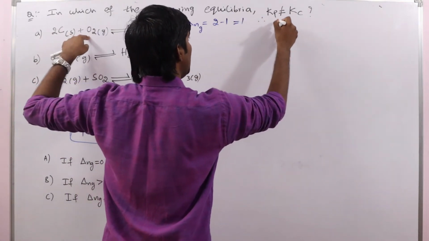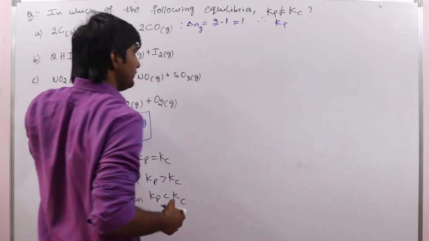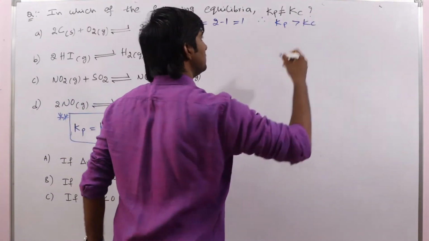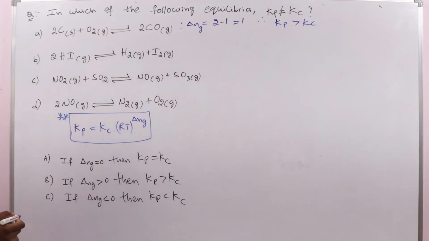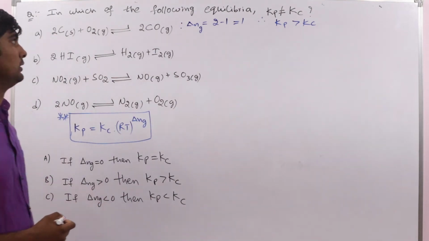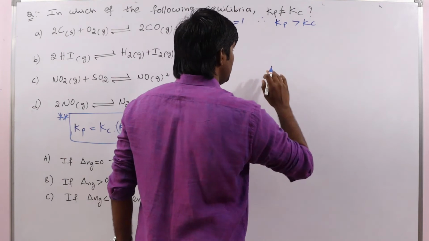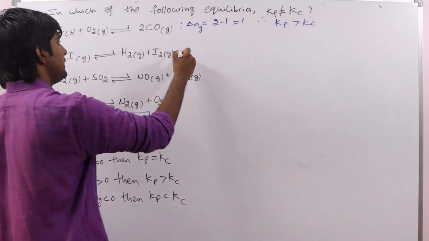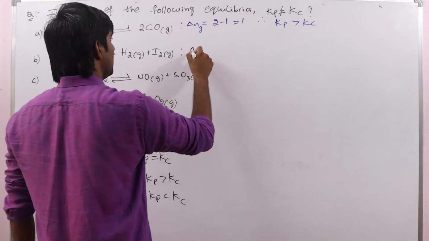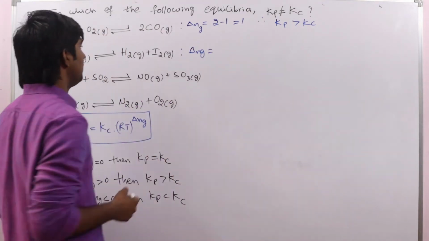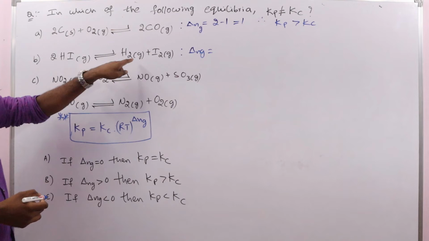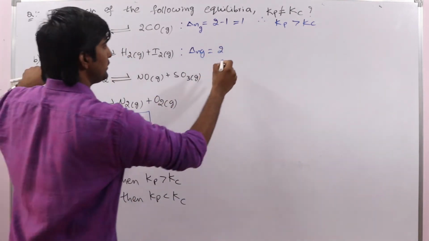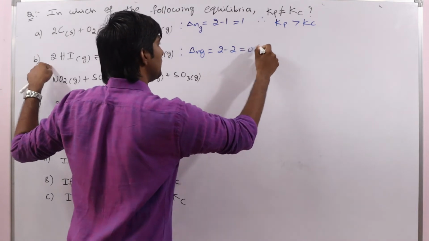So therefore here Kp is greater than Kc, which means Kp is not equal to Kc. Yes or no? Next, see here, delta Ng is equal to, 1 mole of H2 plus 1 mole of I2, total is 2, and 2 moles of HI, so 2 minus 2 equals 0.